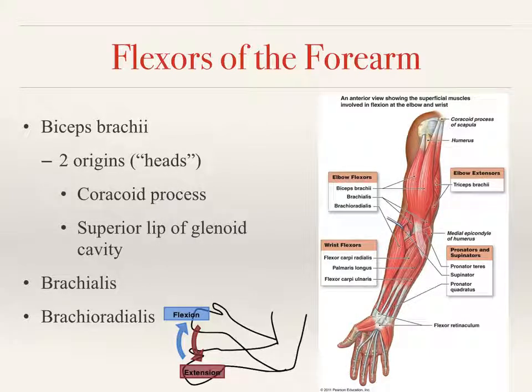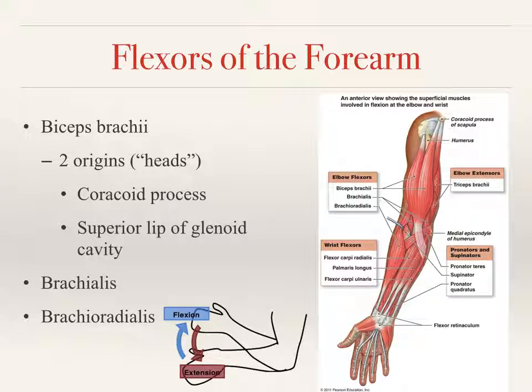So recall that the forearm refers to the space between the wrist and the elbow. Flexion of the forearm means actively moving the forearm towards the body, as shown by the blue cartoon illustration. There are three muscles which flex the forearm. These include the biceps brachii, the brachialis, and the brachioradialis.